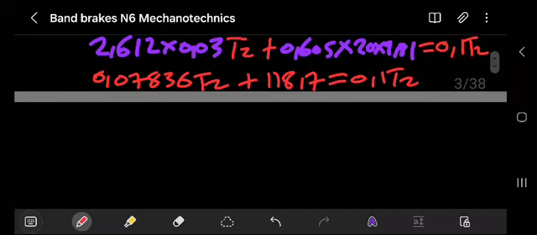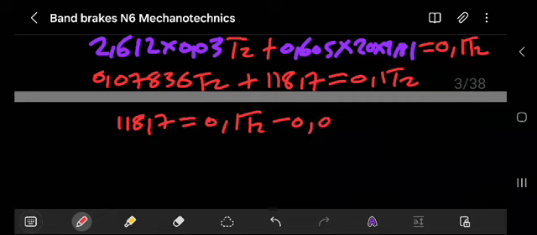Now it's a matter of maths. We have 0.1 T2 minus 0.07836 T2. You take this to the other side, we'll change the sign. Then here it's a matter of maths. These are like terms. Then we have 118.7.